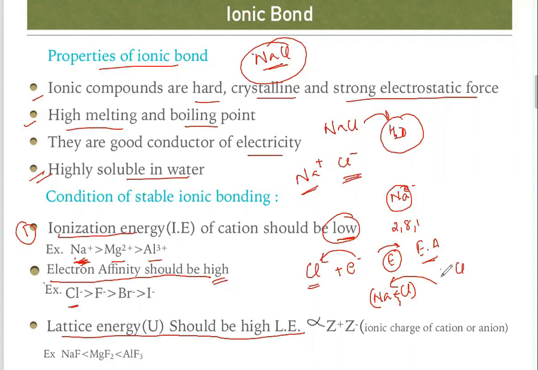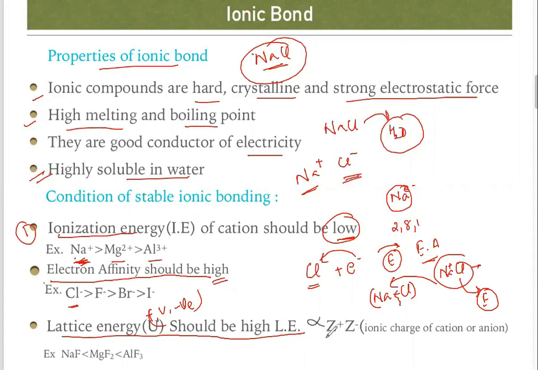That means for NaCl, the amount of energy released to form 1 mole of crystal lattice, so the lattice energy can be positive or negative. Just remember, it can be positive or negative, and the lattice energy should be high.